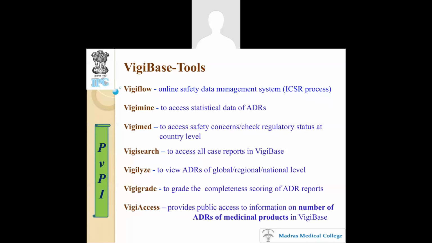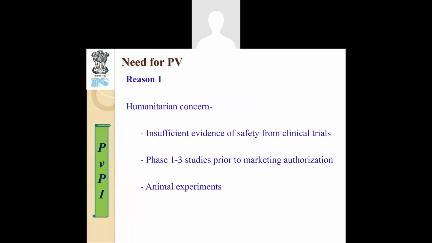So why is pharmacovigilance needed? Reason one, humanitarian concern, isn't it? During thalidomide, more than 10,000 children were affected with phocomelia, and of those, 40% died within a year. So there is a humanitarian concern, no?